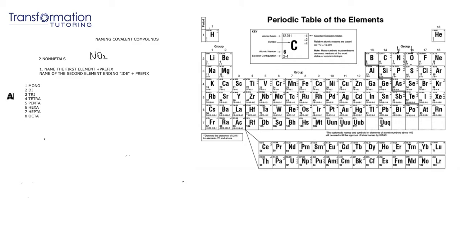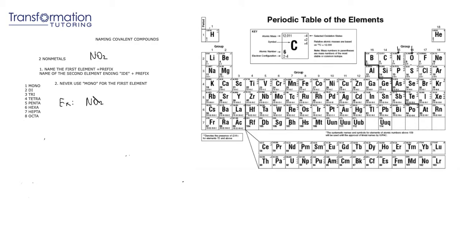And the last rule that you need to know is that we should never use mono, we should never use prefix mono for the first element. If the first element has only one atom, we just name it without a prefix. Let's go ahead and look at some examples in order to practice our newly learned skills. Let's look at the example of NO2, the one I wrote above.